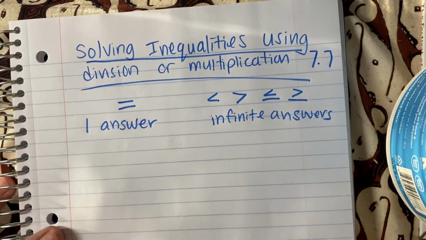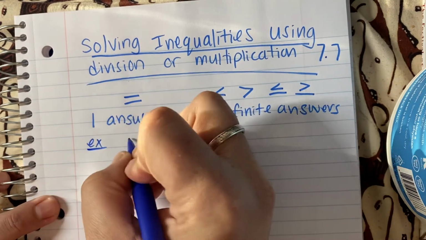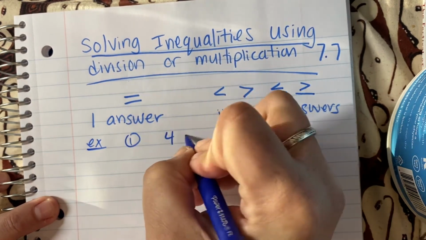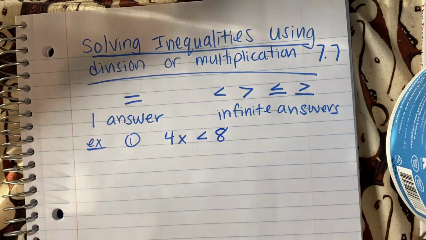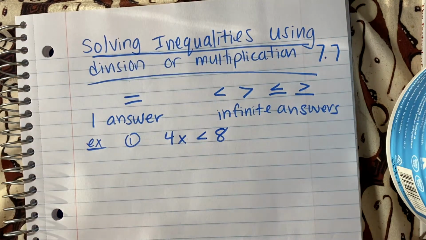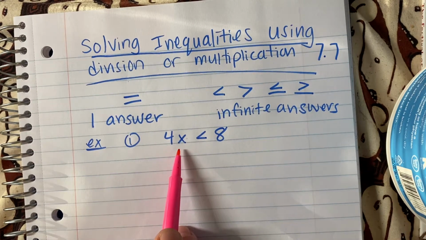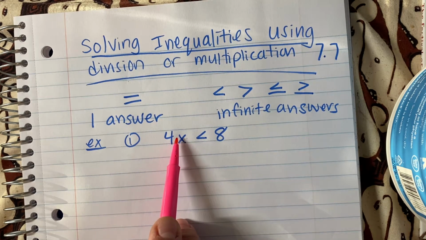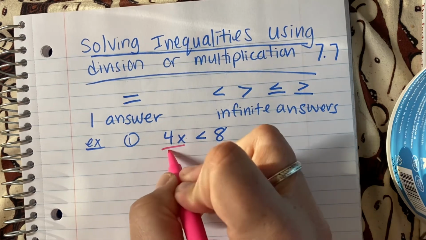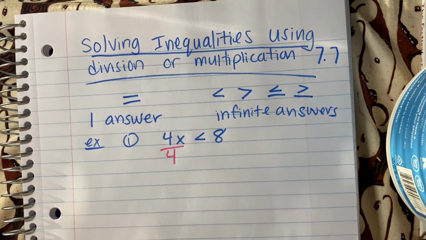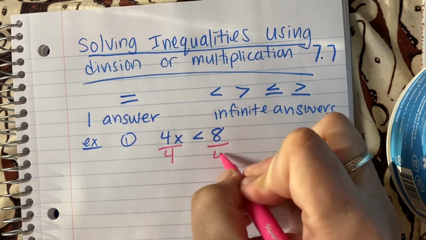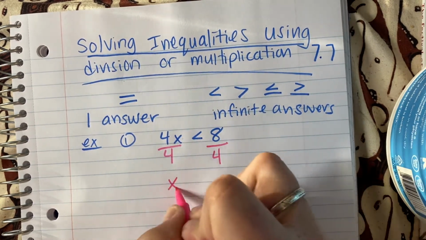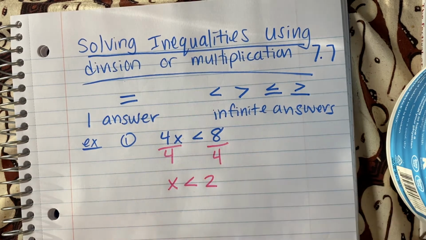Okay, so let's look at our example. We have 4 groups of x is less than 8. So when we think about this, back to our equations, we know what to do. We need to get the variable by itself. So to undo this multiplication of 4, we're going to divide by 4. And you and I know whatever we do to the left, we've got to do to the right. And we will get x is less than 2.